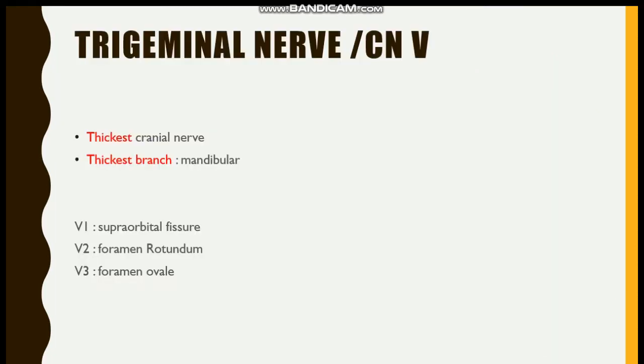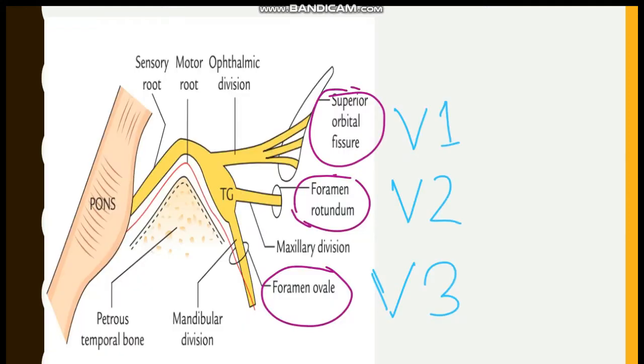Next is the trigeminal nerve. It is the thickest cranial nerve and its thickest branch is the mandibular branch. It has three branches: V1, that is the ophthalmic branch, which comes out from the superior orbital fissure; V2, which comes out from the foramen rotundum; and V3, which comes out from the foramen ovale. Okay, this is a very nice diagram which explains all three and how the branches come out.